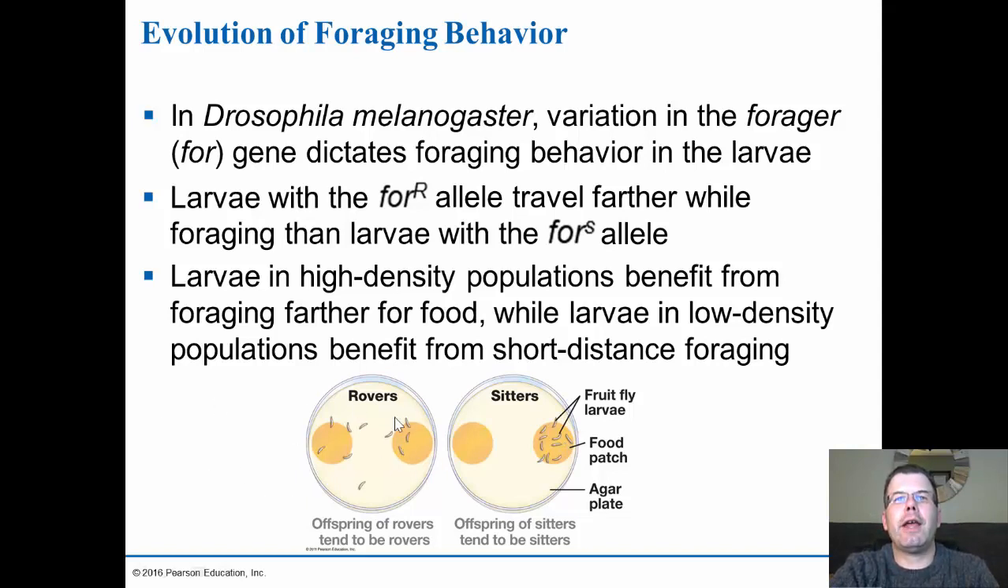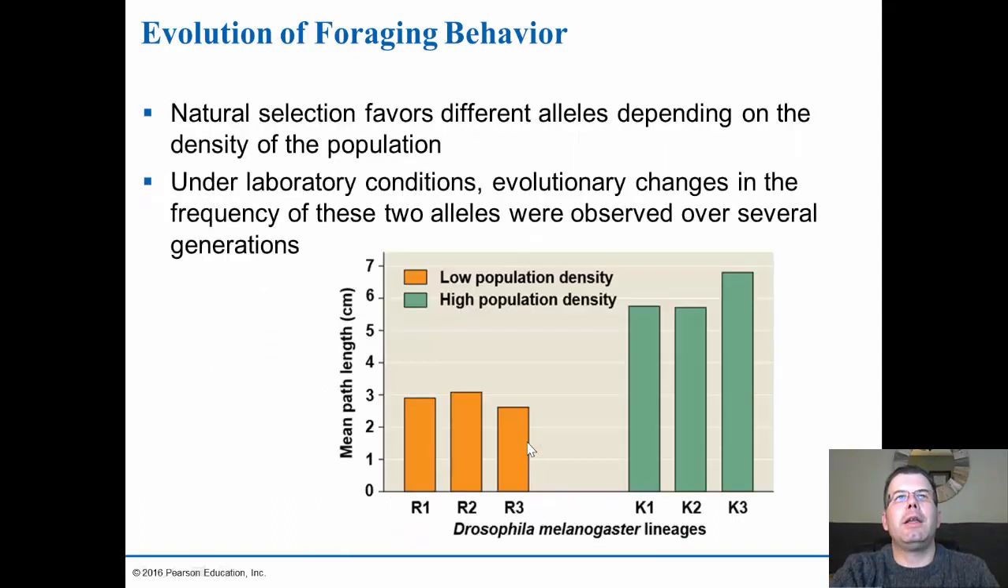And in the fruit flies, they actually have a gene. And again, the gene types are ones that are rovers versus sitters. So you can see here the rovers will spread out where the sitters will stay in one spot. Now, in this population, we can mate them over and over again, and the evolutionary changes of these two alleles were observed over several generations.